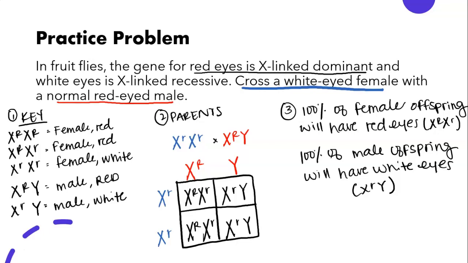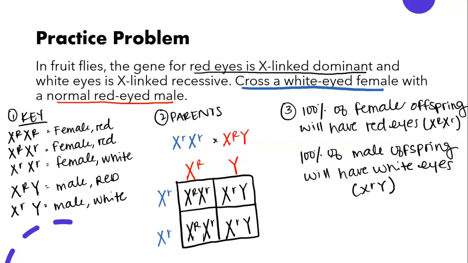For males, we know that they're not going to have two X's. They're going to have an X and a Y. And so I can have X capital R, Y for male with red eyes, or X lowercase r, Y for male with white eyes. After I create my key, I can find my parents. And so it says cross a white eye female, so I know that's going to be two lowercase letters, with a normal red-eyed male, and that's going to be one capital R with a Y, because males are X and Y. I go ahead and put my parents and set up my Punnett square, one on top and one on the side, and I fill them in.